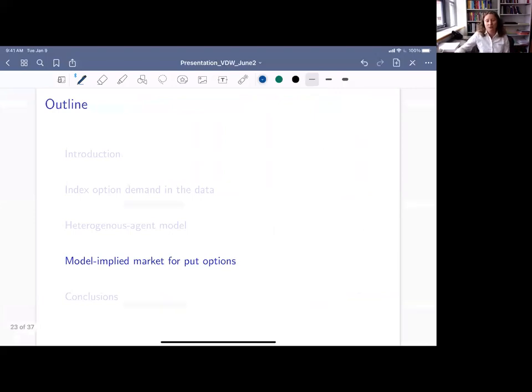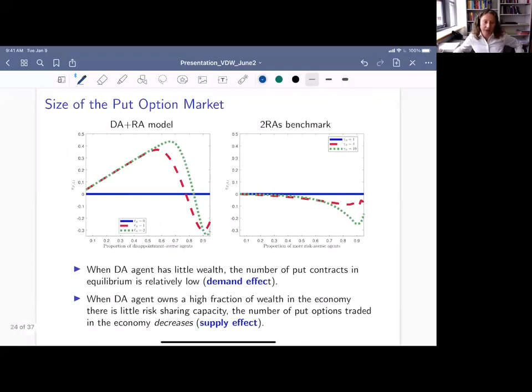Next, I will show you these model-implied results for put options, and speak about pricing at the end. In terms of the size of the put option market, these two figures show the number of options demanded in our economy on the left and the benchmark economy on the right. On the y-axis, it's the number of shares the agent will demand, but we have a unit net supply of the stock, so you can interpret it as a fraction of index shares, like I showed you in the data. And the x-axis, as Christian asked, shows exactly the proportion of the D agent versus the other agent in our economy in terms of initial relative wealth.